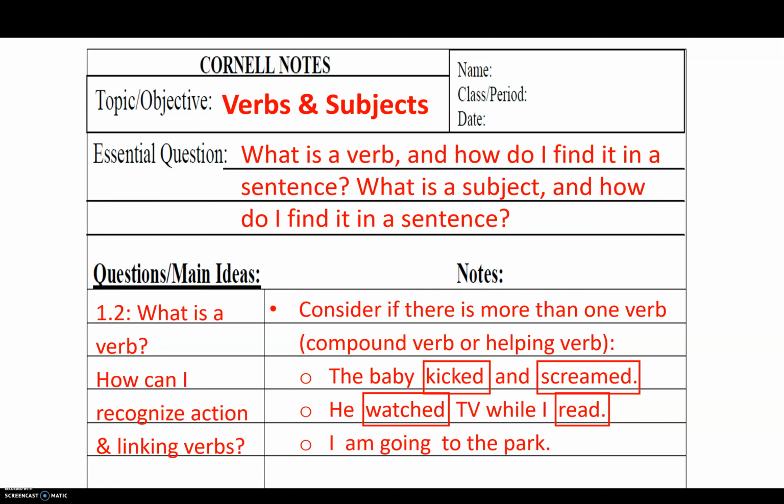Finally, we talked about our helping verbs. I am going to the park. Going is something I'm doing. What's helping that? That helping verb am, right? So we're going to box that whole thing. I am going to the park.